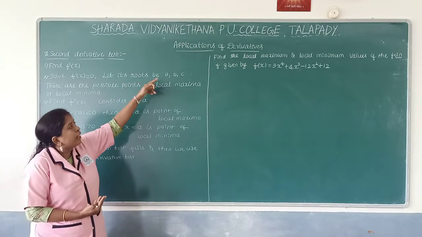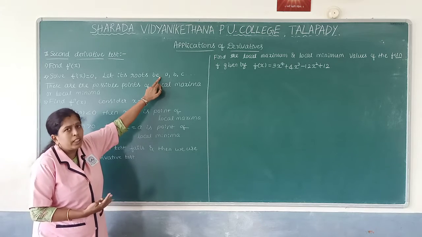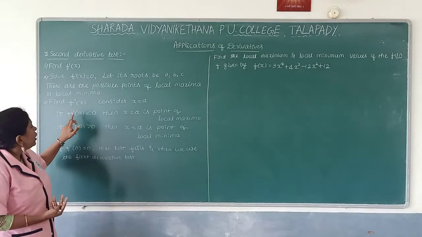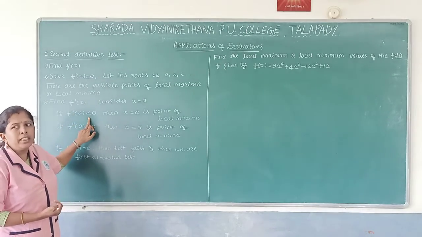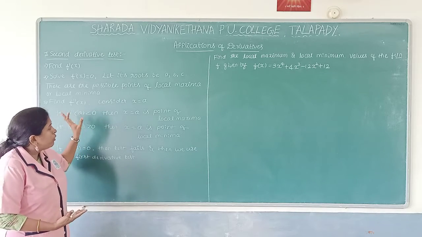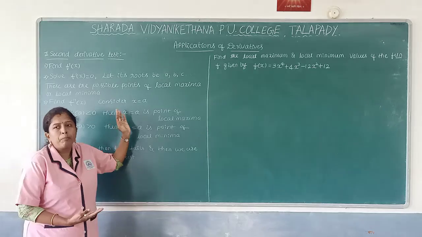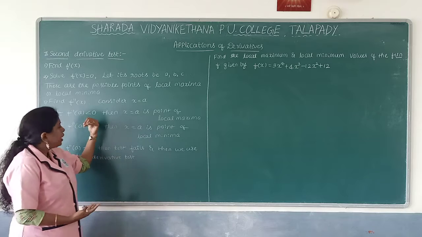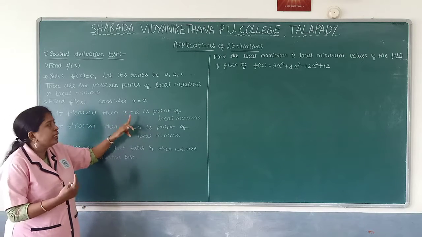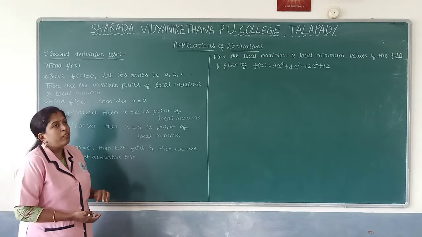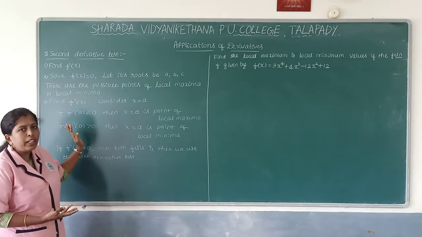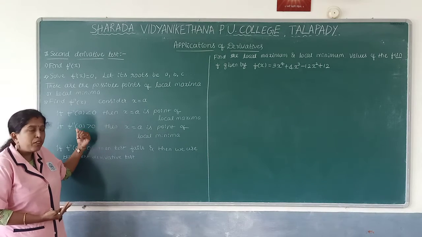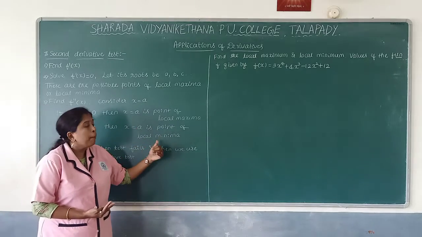If I consider the x value as a, for example, and substitute a in the second derivative, if you get a value less than 0, meaning a negative value, then x is equal to a is a point of local maxima. Conversely, if you substitute a and get the second derivative value greater than 0, meaning positive, then that point is a point of local minima.